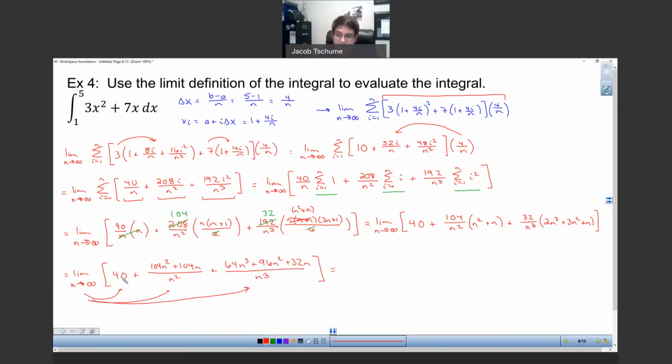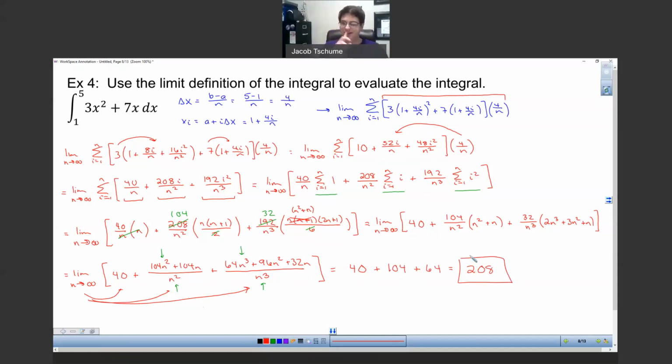There are no n's in the first term, so nothing happens and you just get a 40. If you remember back in Cal 1, when you do infinite limits where the highest power on top and bottom are the same, you do the ratio of coefficients. So since you have a 104 over a 1, you just get 104. And it's actually the exact same on the last one. There's an n cubed on top and bottom, so that ends up just giving you 64. And then you can add all of these together to give you a final answer of 208.